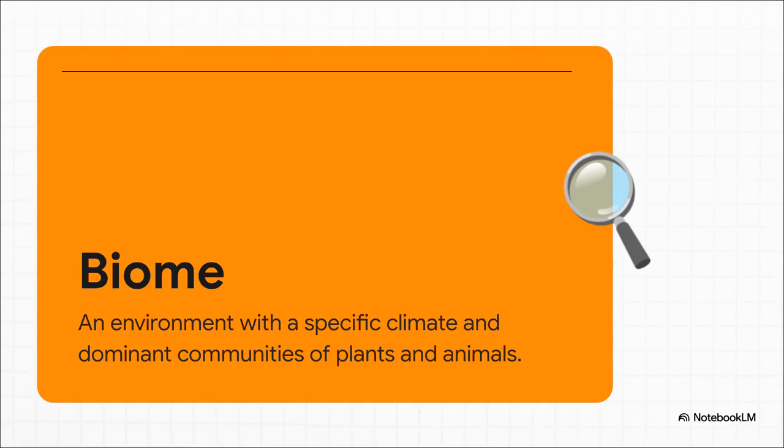So what is a biome really? Well, you can think of it as a giant community of life. It's a huge area that's defined by two main things: the kind of climate it has and the main types of plants that are able to grow there. And those two things, in turn, decide which animals can make a living in that place.